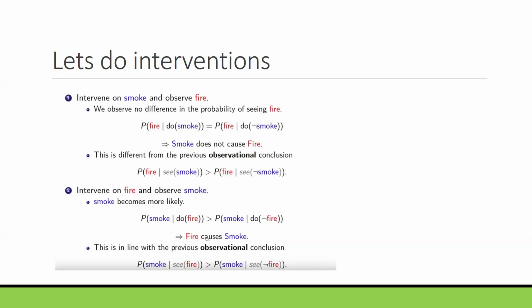Let's do fire instead of smoke. When we intervene on fire, like when we ignite the fire, the probability of getting smoke is higher than without having the fire. Therefore, by extension, we can conclude that fire is the cause of smoke.